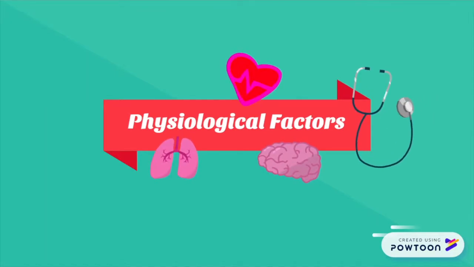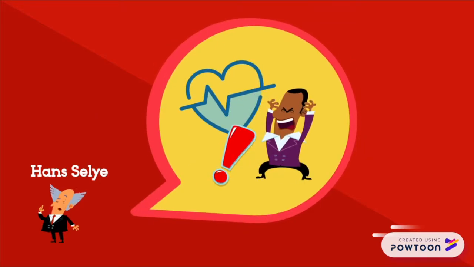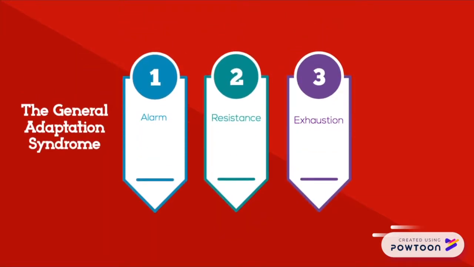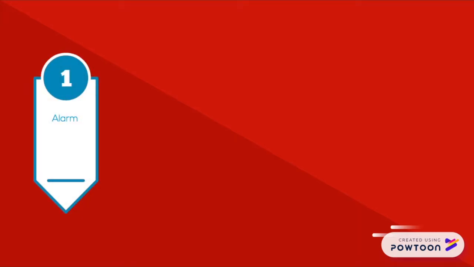Physiological factors. Endocrinologist Hans Selye studied the sequence of physiological reactions that the body goes through when adapting to a stressor. He called this the general adaptation syndrome, which has 3 stages. The first stage, alarm, is when the body first reacts to the stressor.